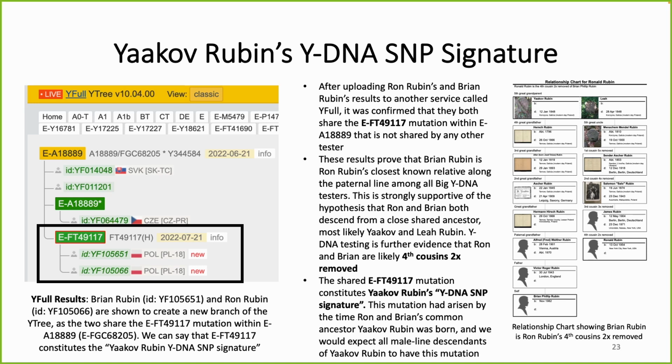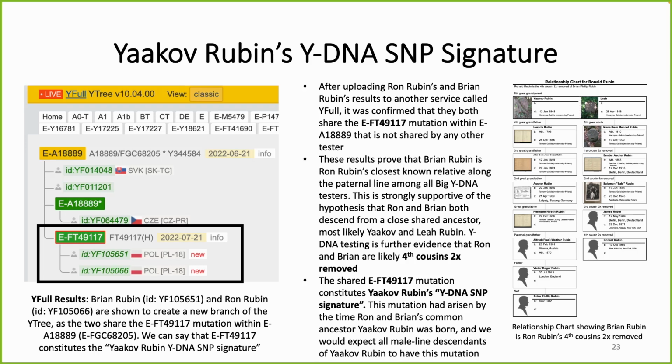They prove that Brian Rubin is Ron Rubin's closest known relative along the paternal line among all the big Y-DNA testers. And this is very strongly supportive of a hypothesis that Ron and Brian both descend from Yaakov and Leah Rubin, that they both share that common ancestor. So this is very strong evidence. They're certainly from the same paternal line. And it's closer than the last 500 years, right? We talked about 1889 being formed 500 years ago. FT49117 came about after that point, because no other of those testers share that except for the Rubin testers.